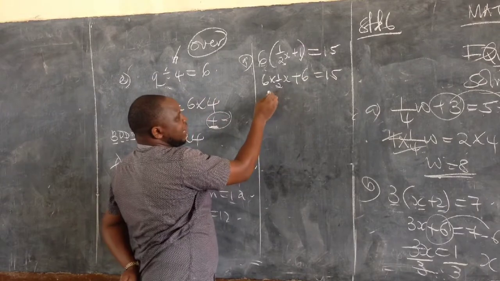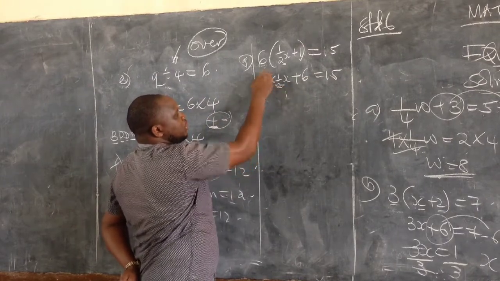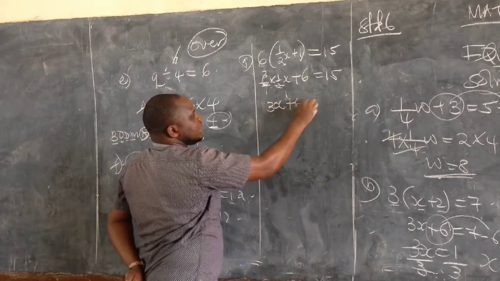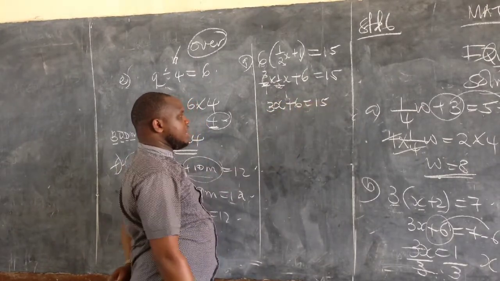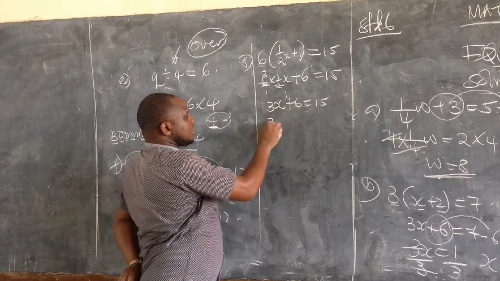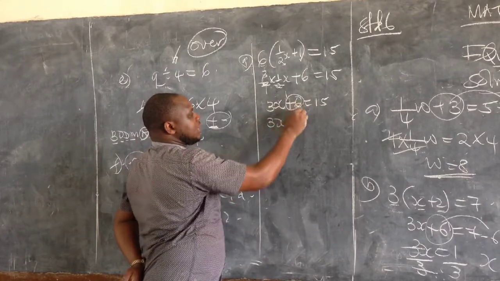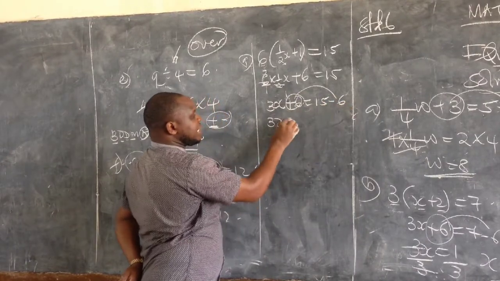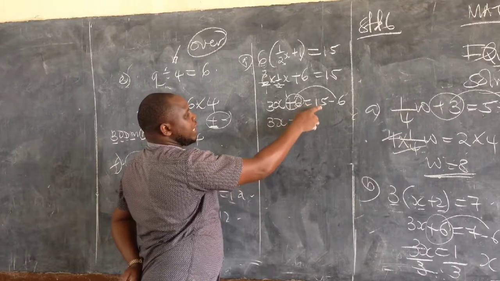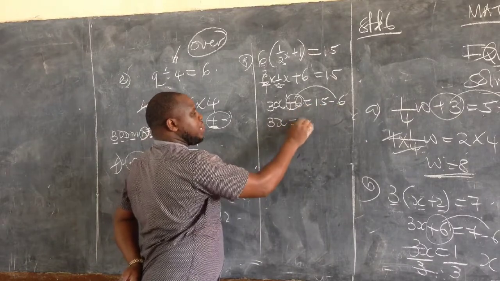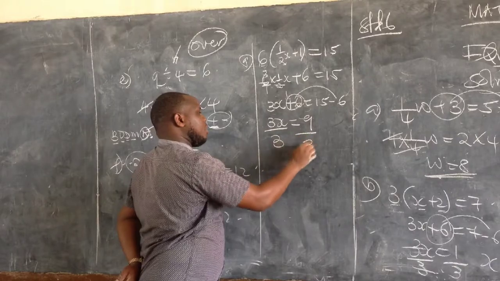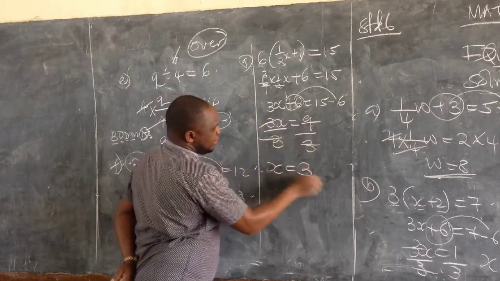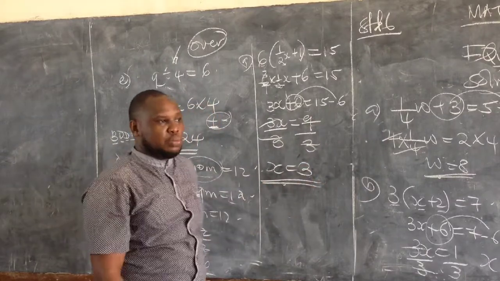Now this one can be simplified. Remember, 2 into 6 goes 3. That is going to give you 3x plus 6 is equal to 15. That means 3x, this plus 6 must go to the other side and becomes minus 6. So 3x is equal to 15 minus 6, that is 9, over 3, over 3. Therefore, our value of x is going to be 3.